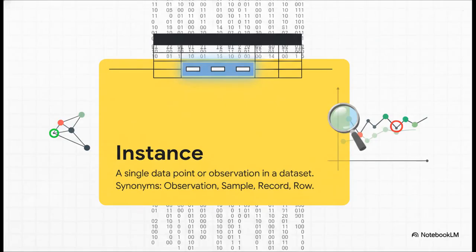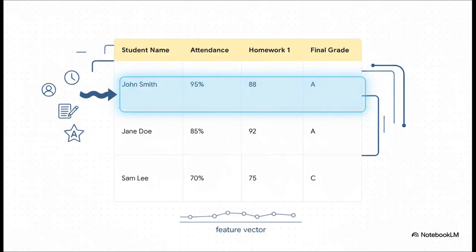Okay, last one of the big three. We've got our columns, the features, and the label. What about the rows? That's called an instance. An instance is just a single data point, one complete observation, one example. So yep, you guessed it. An instance is just a row. So see John Smith's row here? His name, his attendance, his homework, that whole line is one single instance.